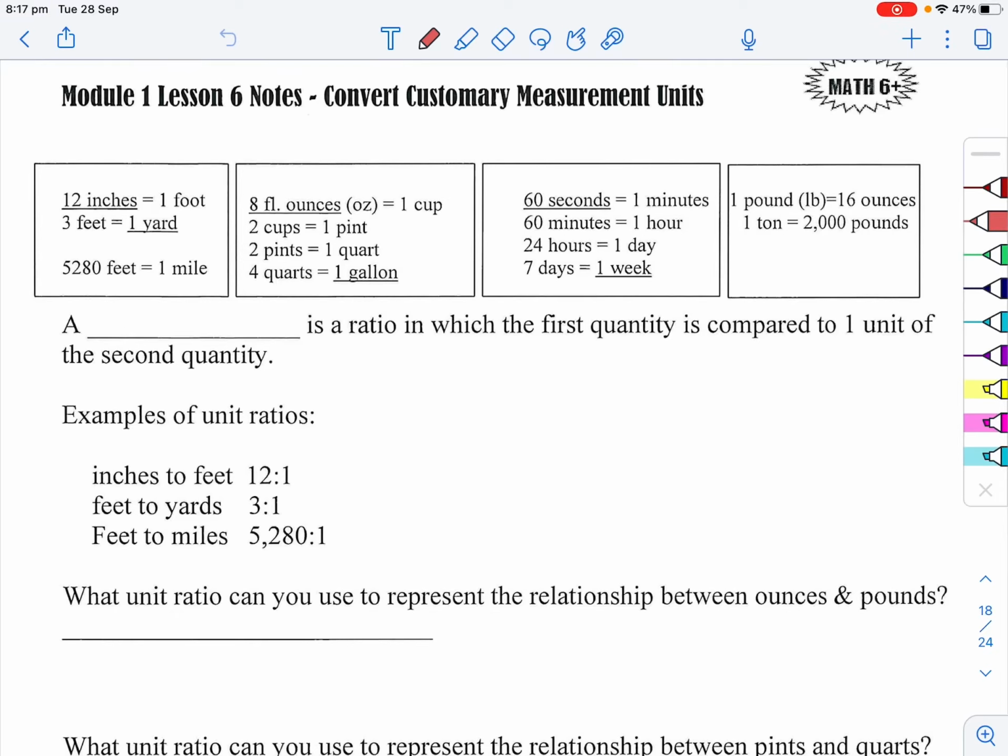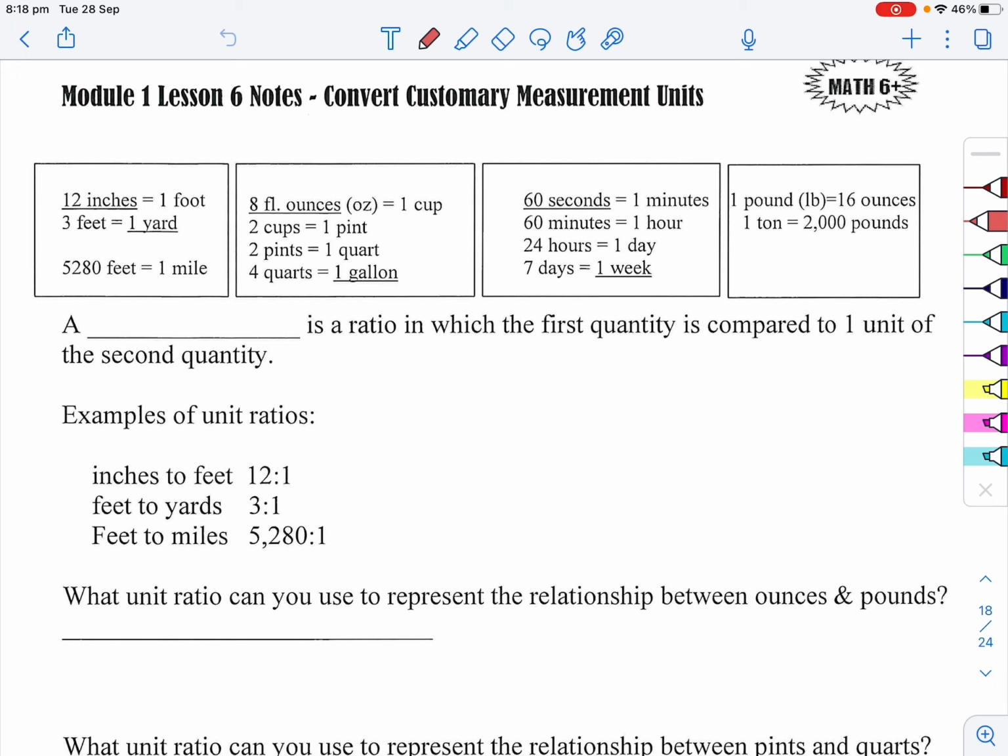Hey everyone, today we are going to be talking about converting customary units of measurement, or dimensional analysis. The customary units of measurement are things like feet, inches, yards, miles, fluid ounces, cups, pints, quarts, and gallons, seconds, minutes, hours, days, and weeks, and then pounds, ounces, and tons. As of right now, the United States is the only country in the world that uses the customary units. Everybody else is in the metric system. So we just like to be difficult in that way, I guess.